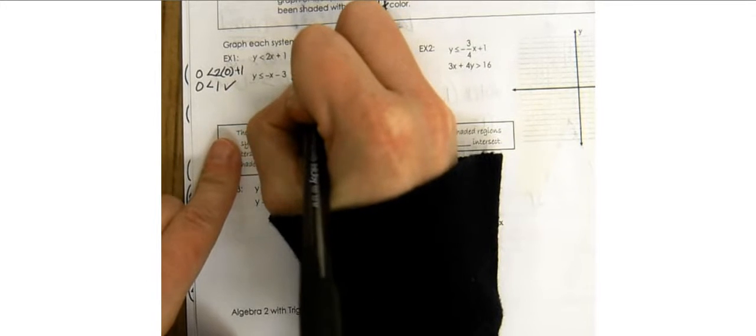Next, I have y is less than or equal to negative x minus 3. This is an equal to, so that tells me this is going to be solid. So I'm going to go down to negative 3, 1, 2, 3, and I'm going to plot a point, and then I'm going to go down 1 and to the right 1, applying my slope, and I'm going to draw a solid line going through these points.